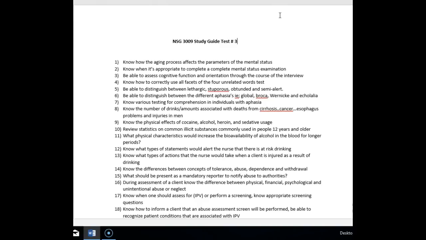The only drug that they say there's no real withdrawal from is marijuana, and they say that's with occasional use. But if a person has chronic or heavy use, they may have sleep disturbances, weight loss, loss of appetite, sweating, and a little bit of irritability. Doing assessment of a client.